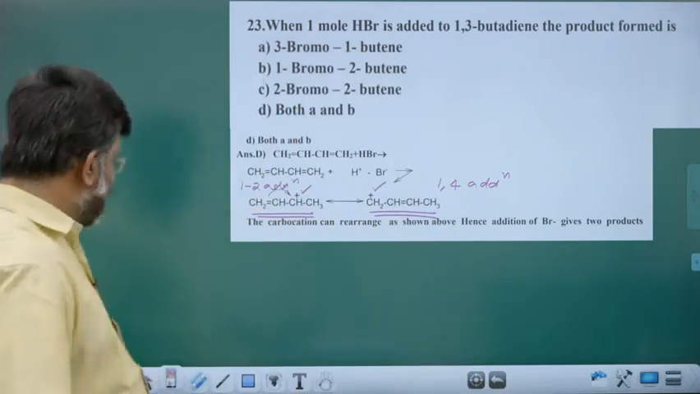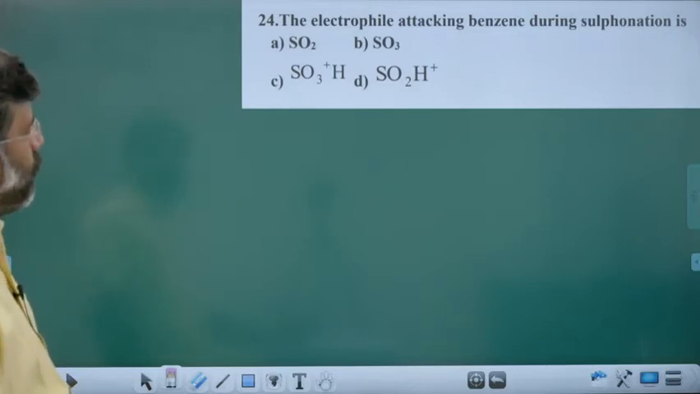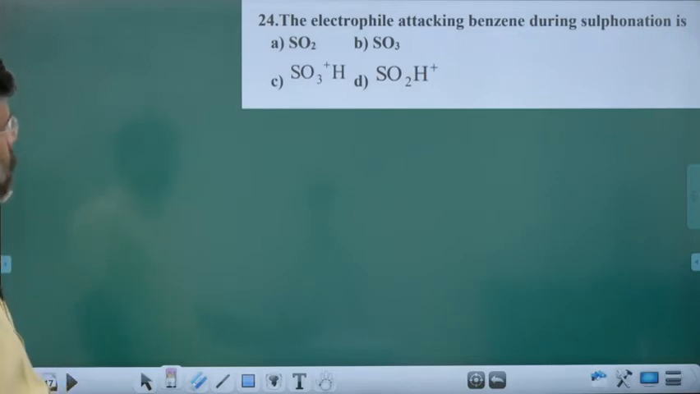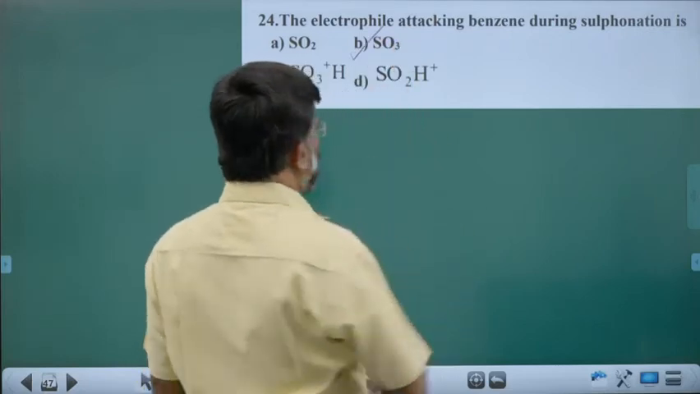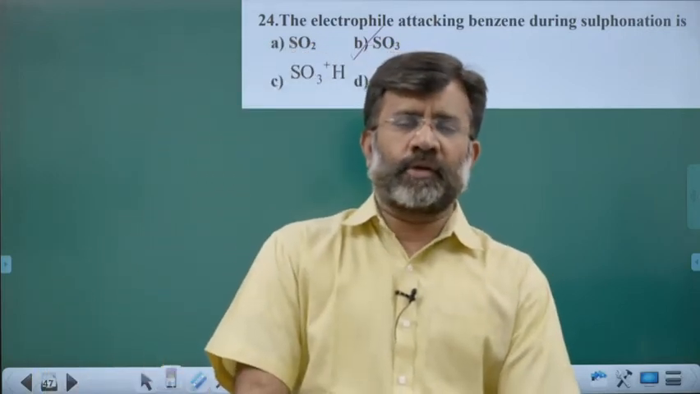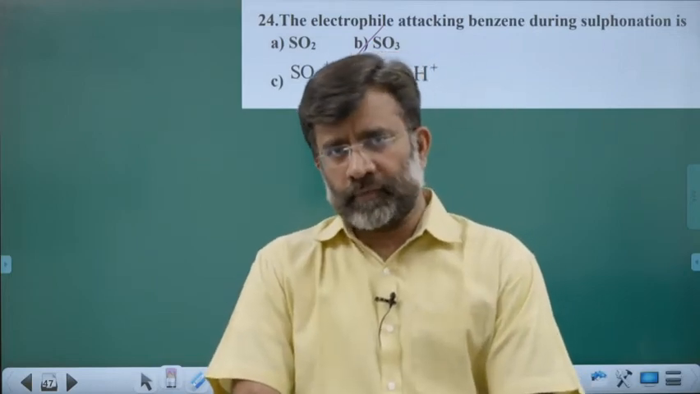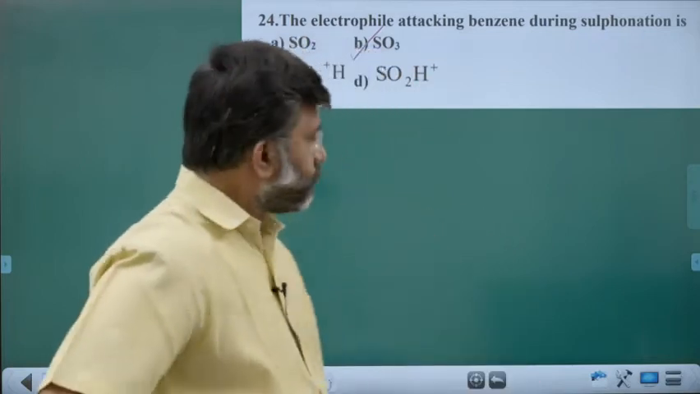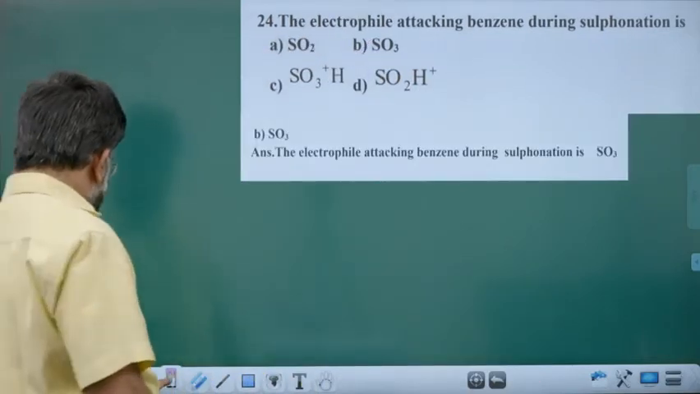Okay, next. The electrophile attacking benzene during sulphonation is SO3, with the fuming sulfuric acid. When benzene reacts, you get benzene sulfonic acid. And the electrophile involved is SO3. I will write the reaction.